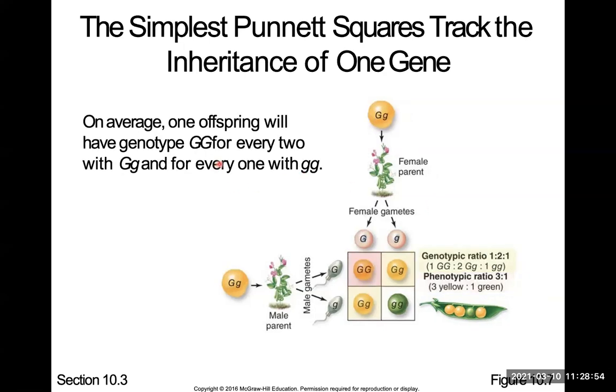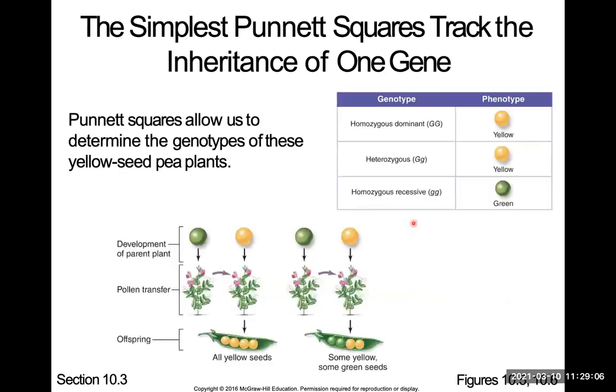And then genotype, offspring will have genotype big G, big G for every 2 with the big G, little g, and 1 with the little g, little g. So this is just talking about these numbers here, 1-to-1 ratio. So Punnett square is going to allow you to determine the genotypes of the yellow pea plants.